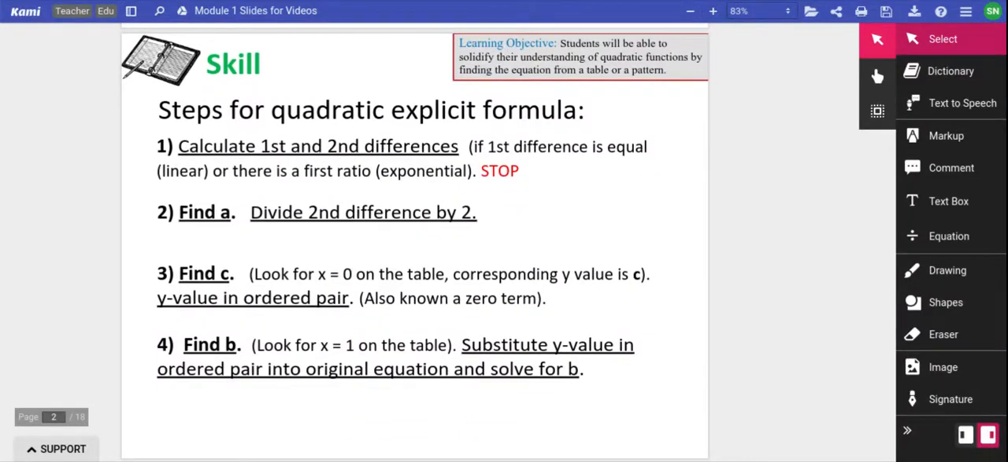Step number 1, we have to calculate the first and second differences. Now, if the first difference is equal, meaning this is a linear function, we stop. Or if we have a first ratio, meaning we have an exponential function, we also stop because we do not have a quadratic. Step 2, we will find A. Then, step 3, we will find C. And step 4, finally, we will find B.